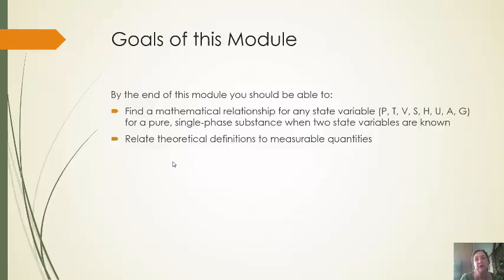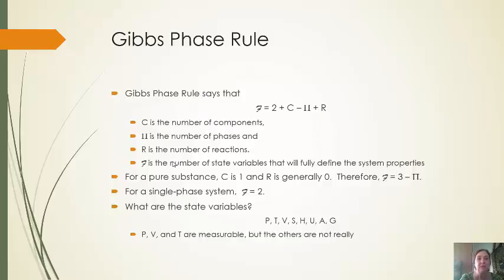When two state variables are known, we should be able to define the third. Then we're going to be using these mathematical relationships to relate theoretical definitions to measurable quantities. Now, this is a mathematically very heavy subject, but it's very useful because if you can do this, you can solve many problems with very limited physical data.